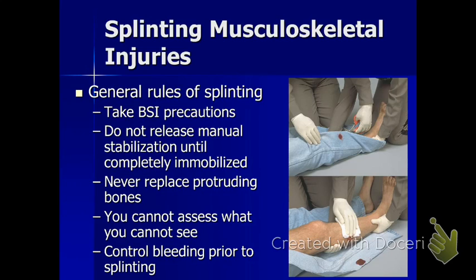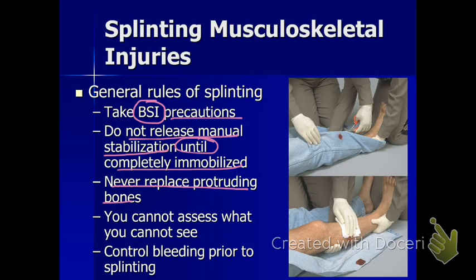When treating musculoskeletal injuries, specifically when we splint musculoskeletal injuries, the first thing is we want to apply body substance isolation precautions. So our gloves, our gowns, our mask, and that's truly going to be dependent on the type of wound that we are dealing with. Another thing is that we do not want to release manual stabilization until they are completely immobilized. What do I mean by that? Once we've applied the splint and the splint is secured to the patient, then and only then can we remove our hands from the patient. Never replace protruding bones.